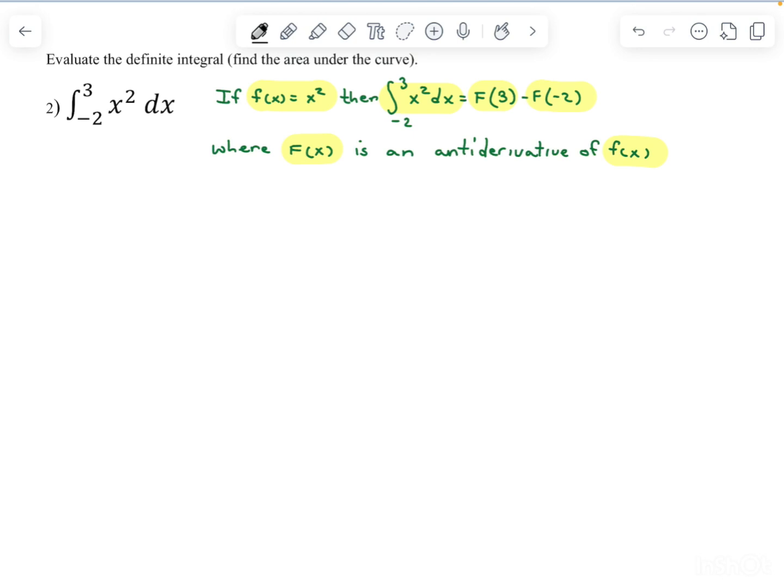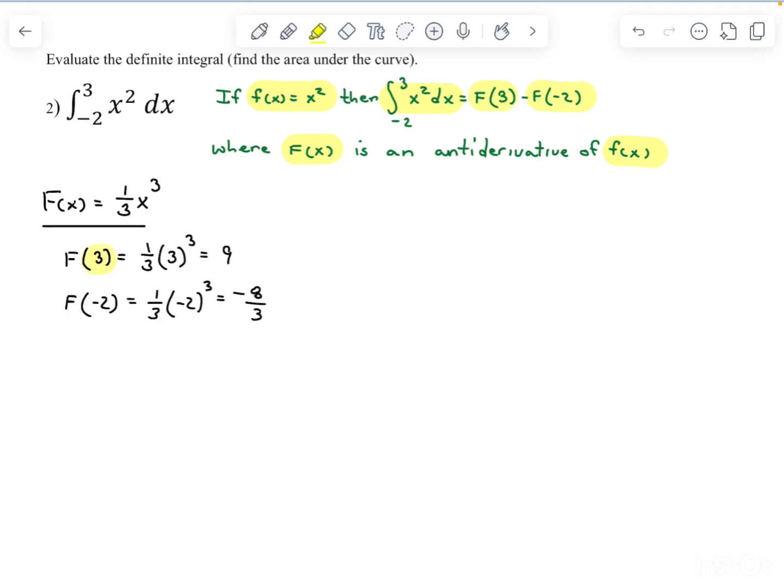To find an antiderivative of lowercase f of x, we're going to use the power rule. So an antiderivative of x squared is going to be 1/3 x cubed. Now to evaluate the antiderivative when x is equal to 3 and x is equal to -2.